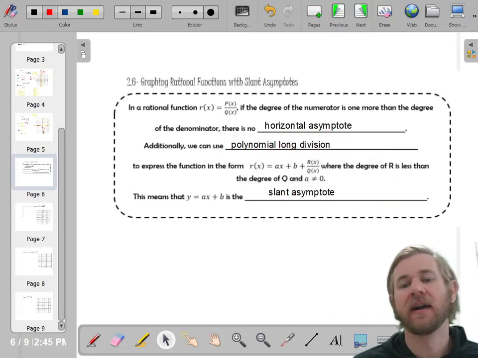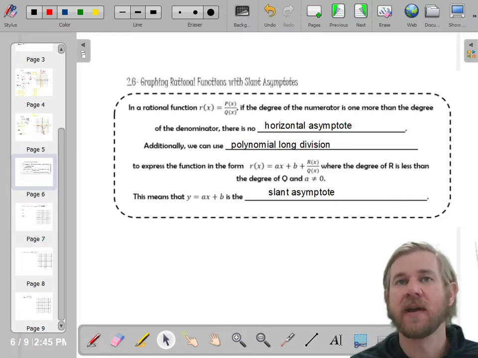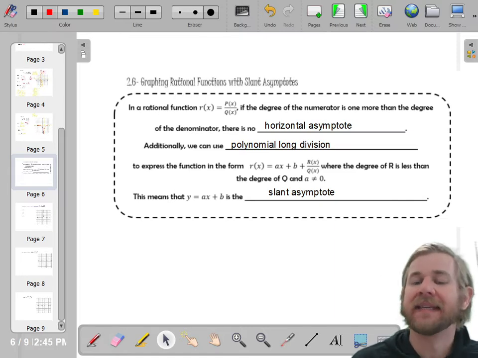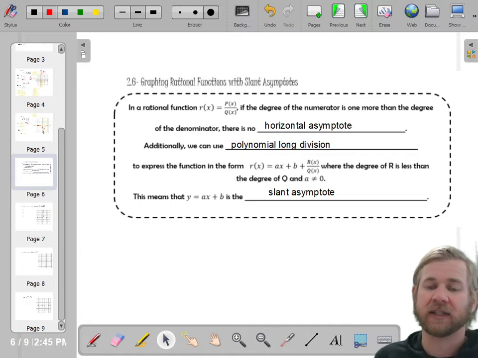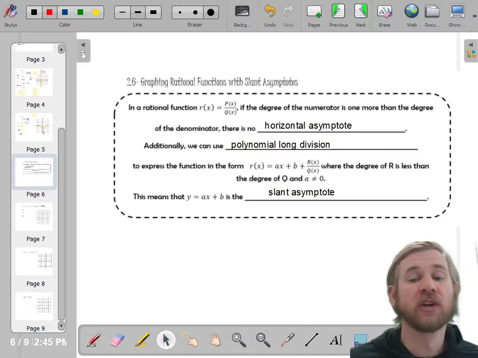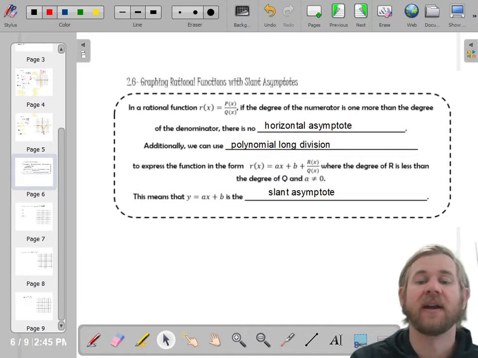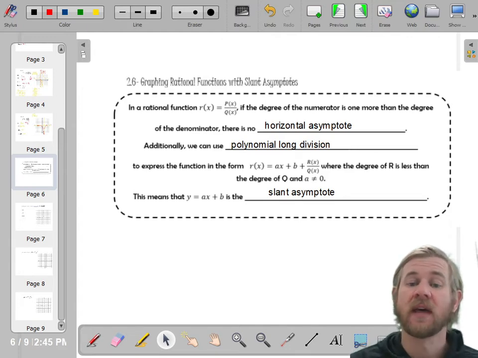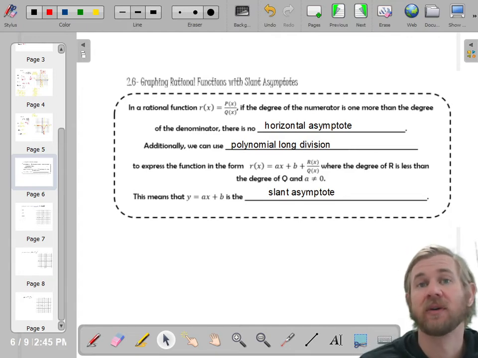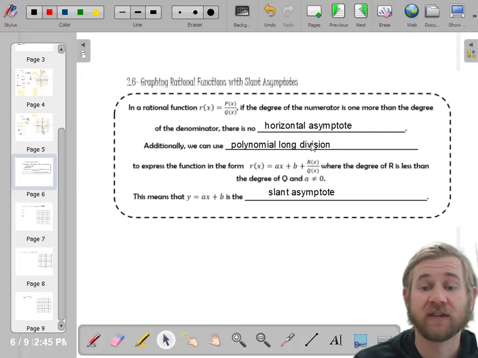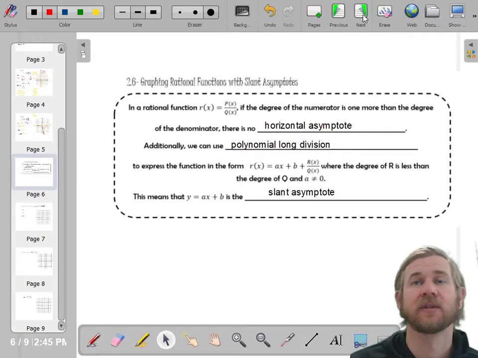We've done the case where the numerator and denominator have the same degree, and all the other problems have been where the denominator, the bottom of the fraction, is a higher degree. Now we're going to do problems where the numerator is a higher degree, and so we're not going to have a horizontal asymptote, we're going to have a slant asymptote, and like it says, we're going to use long division to find the equation of the slant asymptote.